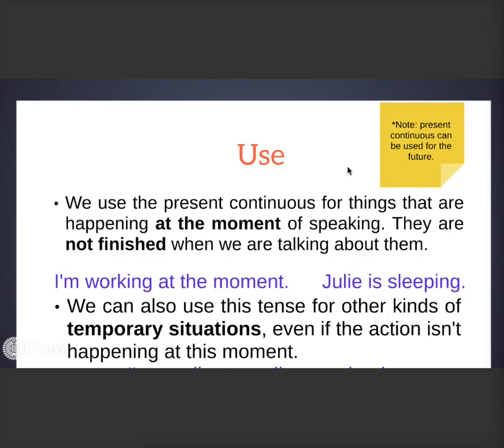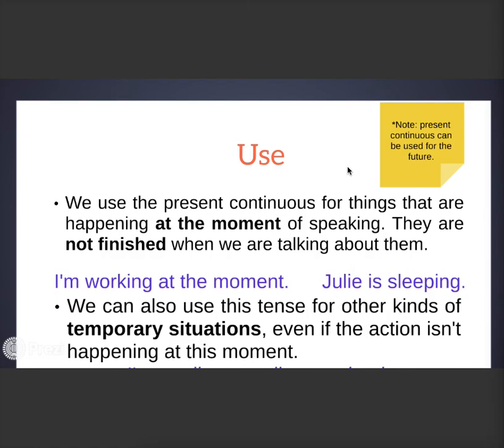So, difference number 1, diferencia número 1. Present continuous to talk about actions that are happening in the moment and that have progress. Actions that are not finished when you are talking about them. So, for example, I am working at the moment. Julie is sleeping. I am speaking in English. Give me more examples, please. Think about the things that are happening right now. Piensa en las cosas que están pasando justo ahora, in this moment, and give me examples. So, in my case, I am speaking in English. What else?